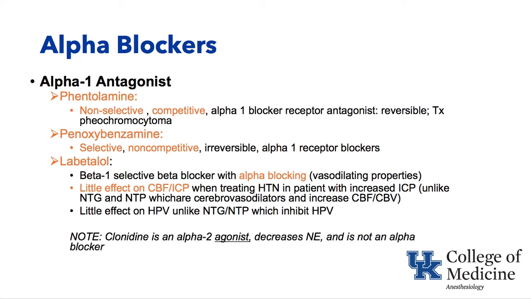We use labetalol fairly frequently, and we think of it as a beta blocker, but remember also that it has alpha blocking effects, so it can slow the heart rate and vasodilate, decreasing the blood pressure. Interestingly, labetalol has little effect on cerebral blood flow and intracranial pressure when you're giving it to patients who are hypertensive and, let's say, have increased intracranial pressure. For example, if someone had an ICP of, let's say, 25 and their blood pressure is way up and you wanted to decrease their blood pressure, nitroglycerin and nitroprusside would not be great choices because they are cerebral vasodilators and increase cerebral blood volume, while labetalol does not tend to do that.